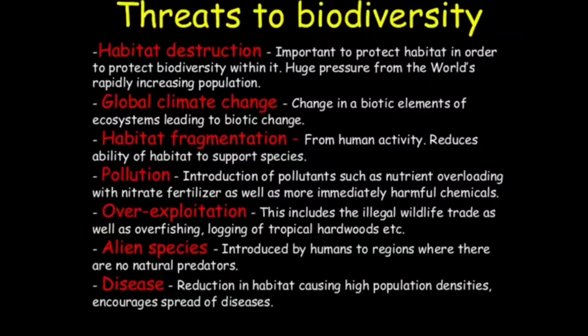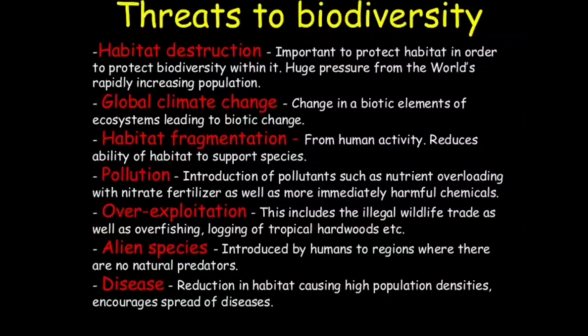Threats to biodiversity. Habitat destruction. So, habitat destruction leads to extinction of the species. It is important to protect the habitat in order to protect the biodiversity. Huge pressure from the world's rapidly increasing population has been causing the habitat destruction.